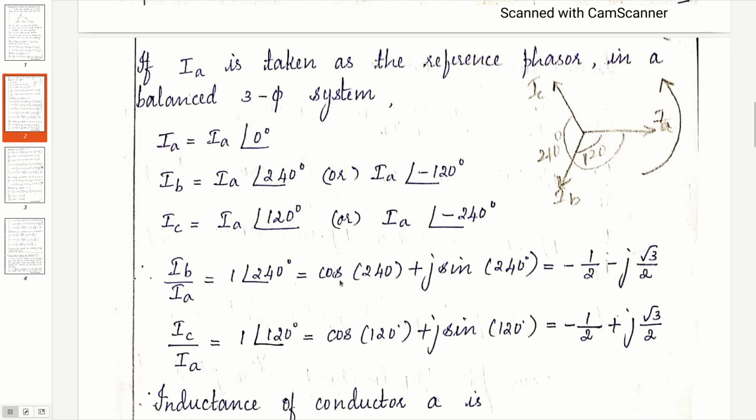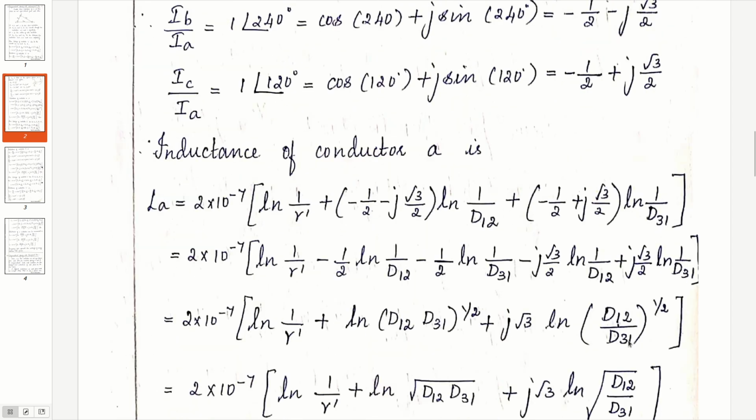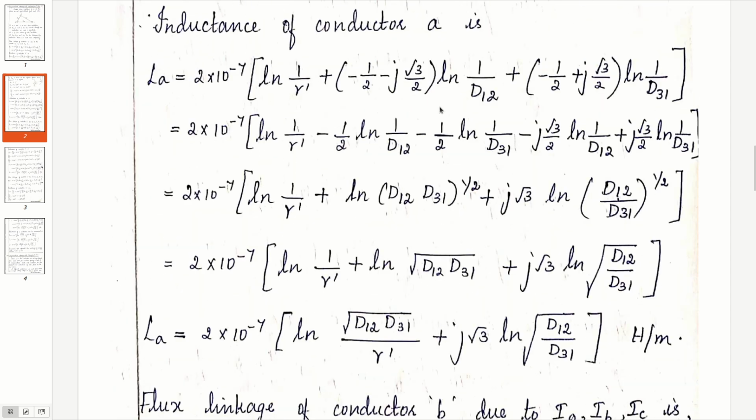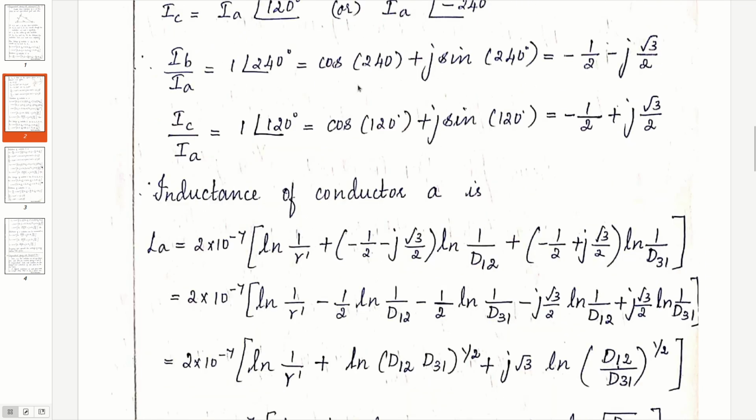So we can expand this as cos 240 plus j sin 240, which is minus 1 by 2 minus j root 3 by 2, and 1 angle 120 is cos 120 plus j sin 120, which is minus 1 by 2 plus j root 3 by 2. So now we substitute this IB by IA and IC by IA in the previous equation. Inductance of conductor A, LA, is equal to 2 into 10 to the power minus 7 ln 1 by r dash plus IB by IA, which we have substituted as minus 1 by 2 minus j root 3 by 2, and this term is IC by IA, for which we substituted.